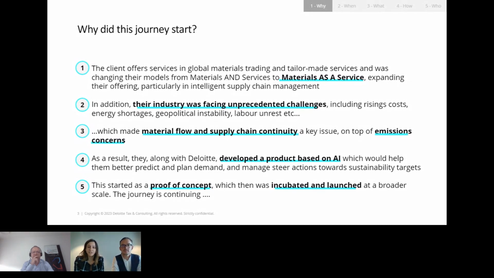They do materials trading, so different kinds of material, mostly steel, and they serve different industries. For example, automotive, where they are considered an OEM, but they serve a variety of industries. And one of their main mottos for the past few years has been to stop providing materials and services and to provide materials as a service.